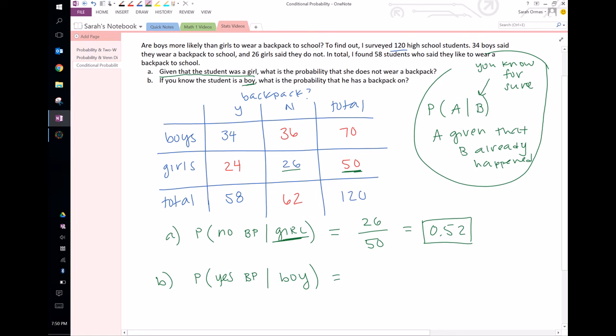Okay, same thing. So because I know this person is a boy, I care only about these 70 people. So those 70 boys are what my population is limited to. So I know it has to be one of the boys of those 70 people who has a backpack. 34 of them. And this is 0.4857. There you go, about 49%.